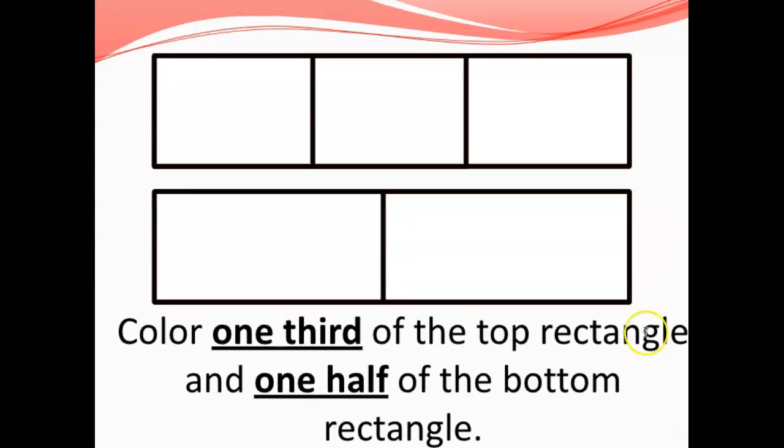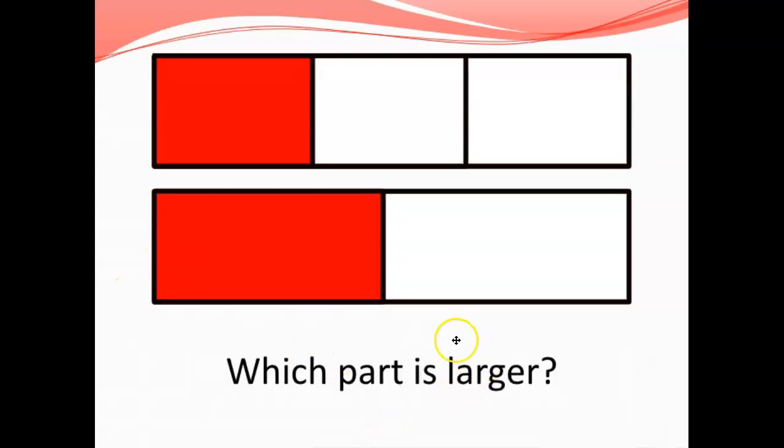Yours should look something like this. If you haven't done this yet, please stop and do it now. All right, then we're going to color 1/3 of the top rectangle and 1/2 of the second rectangle. So 1 part in each. Should look something like this. Which shaded part is larger? 1/3 or 1/2?